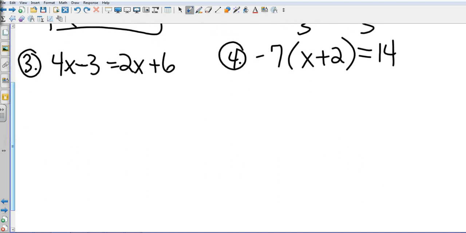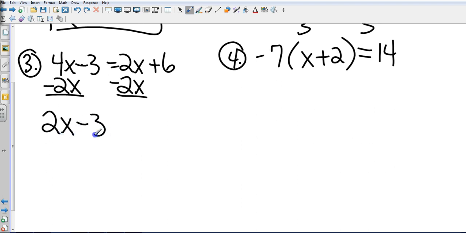Equation with variables on both sides. What's the rule for variables on both sides? Do we do the numbers first or the variables first? Variables first. Which one do we move to which side? The 2x to the other side, the smallest to the biggest. How do I move a 2x to the left-hand side? Subtract it. So that's going to give me 2x minus 3 equals 6. Now it's a multi-step equation.